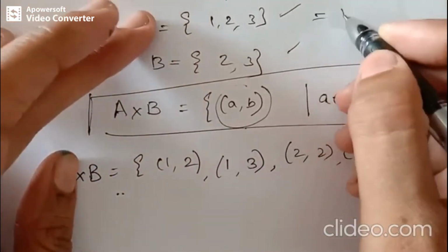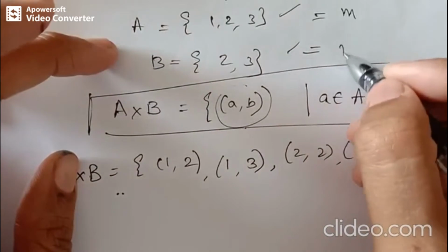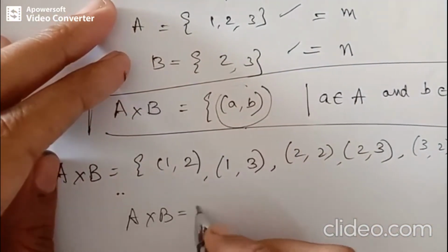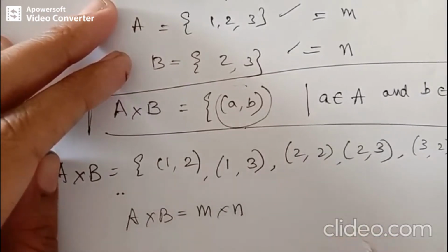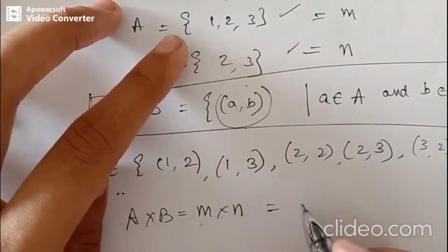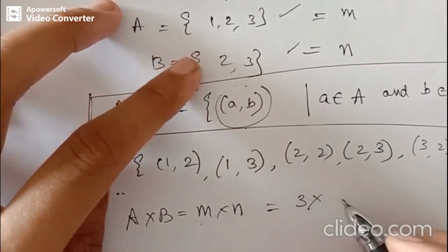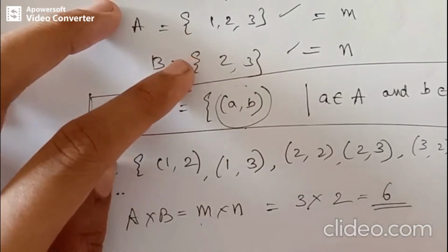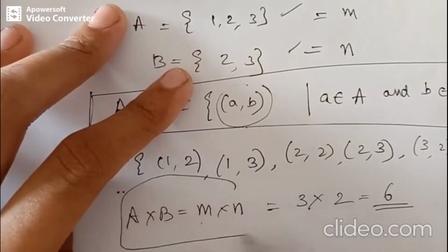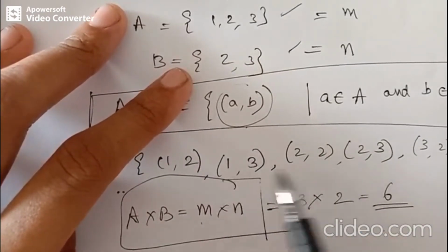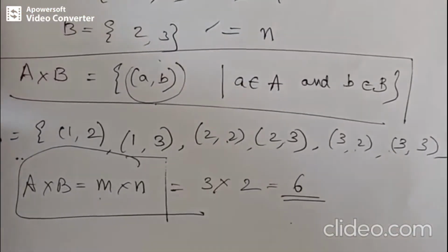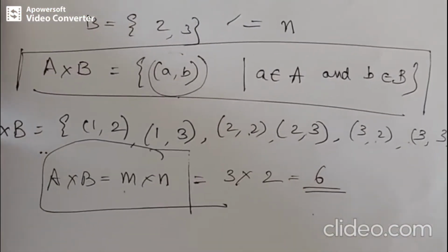Let's say the first set consists of m elements and the second set consists of n elements. So A cross B will have m into n elements. How many elements were there in the first set? 3. In the second set there were 2 elements. So totally A cross B should contain 6 elements. This is how we can verify: A cross B is m into n. We can find there are exactly 6 elements.